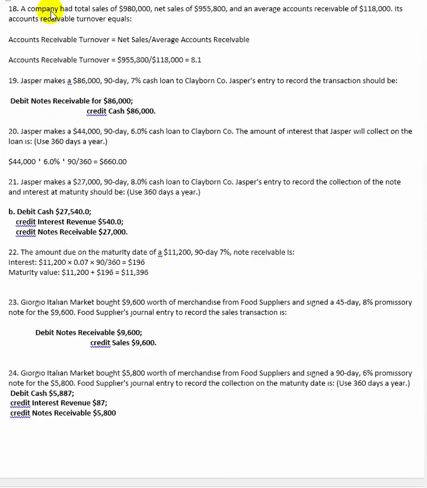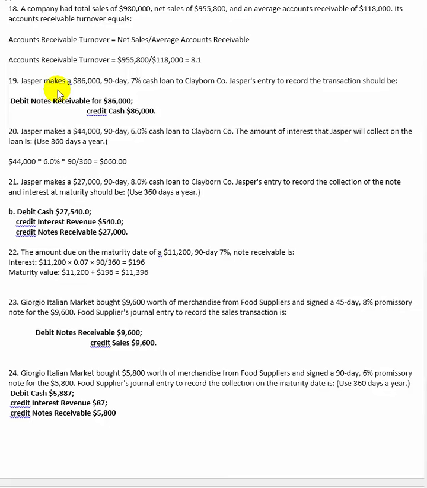Number 18. The company had total sales of $980,000, net sales of $955,800, and average accounts receivable of $118,000. Its accounts receivable turnover equals what? Well, it's net sales, not total sales, $955,800 divided by average accounts receivable, which is $118,000, and that equals 8.1. Higher turnover is better.